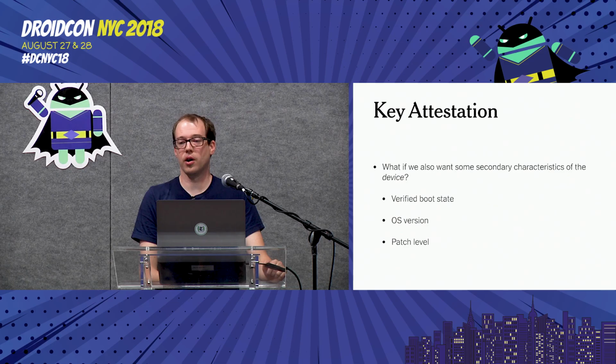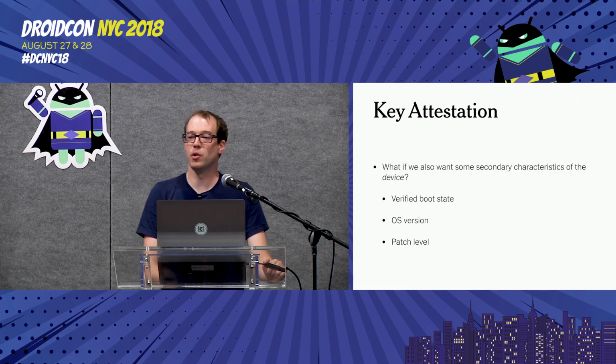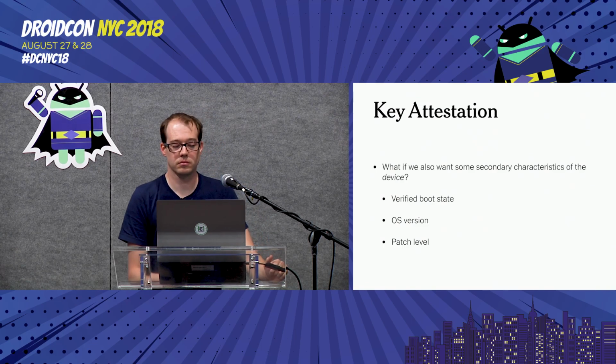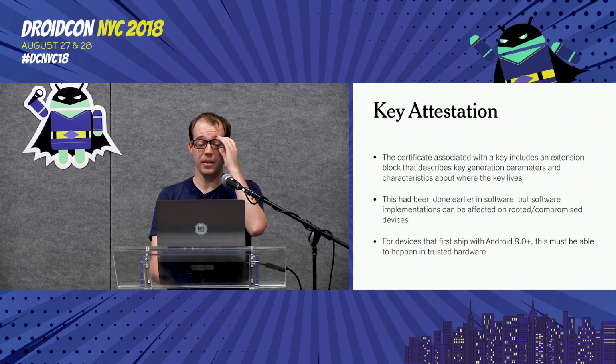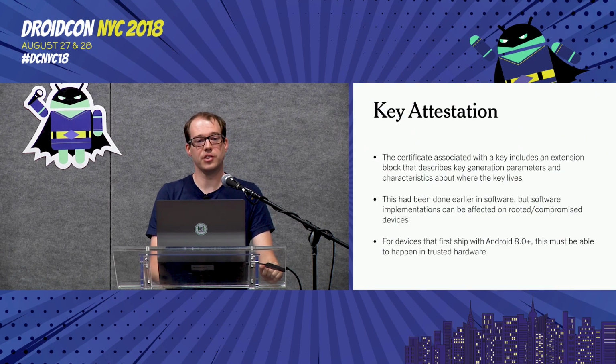So what if we also want some secondary characteristics of the device? So maybe verified boot state, like if the bootloader is locked or unlocked. Maybe we want the OS version. Maybe we want the patch level, what monthly patch level you're on. And maybe we want these metrics server side for what our devices are running and how secure our customers are. So how do we find this stuff out? Well, what's really handy is that the certificate associated with the key has an extension block that has all these key generation parameters, and also characteristics about where that key lives, whether it's in the secure world or it was done in software.